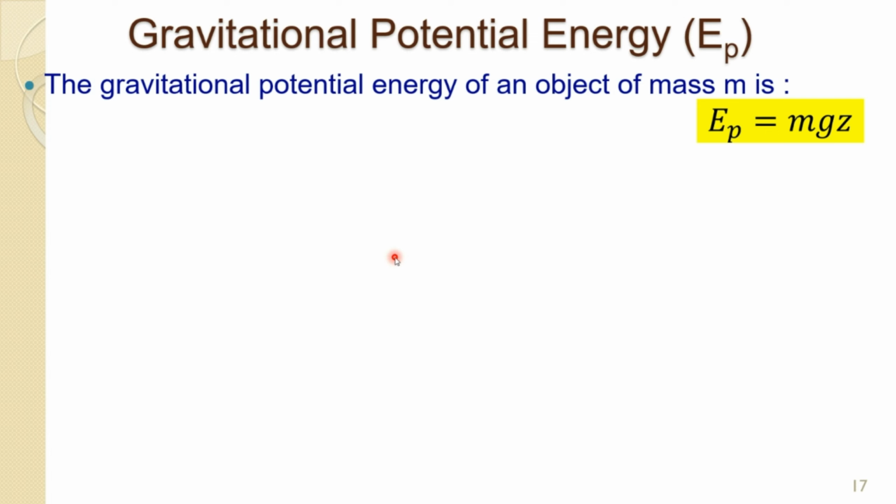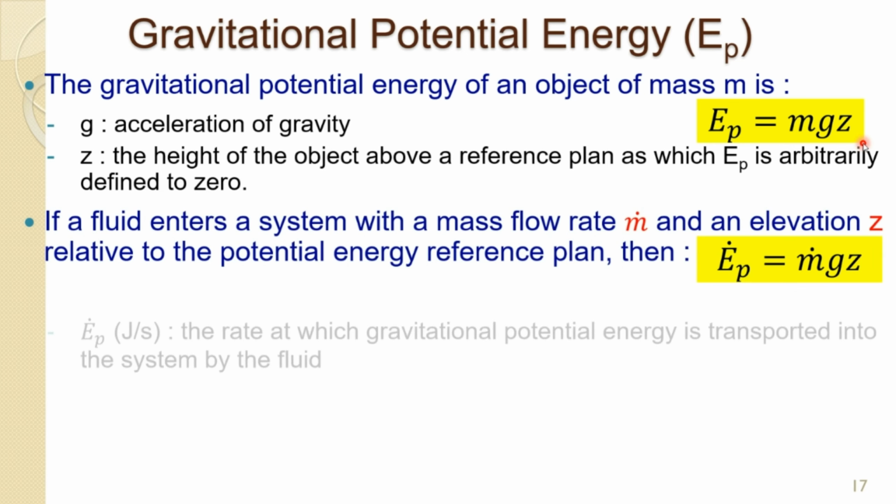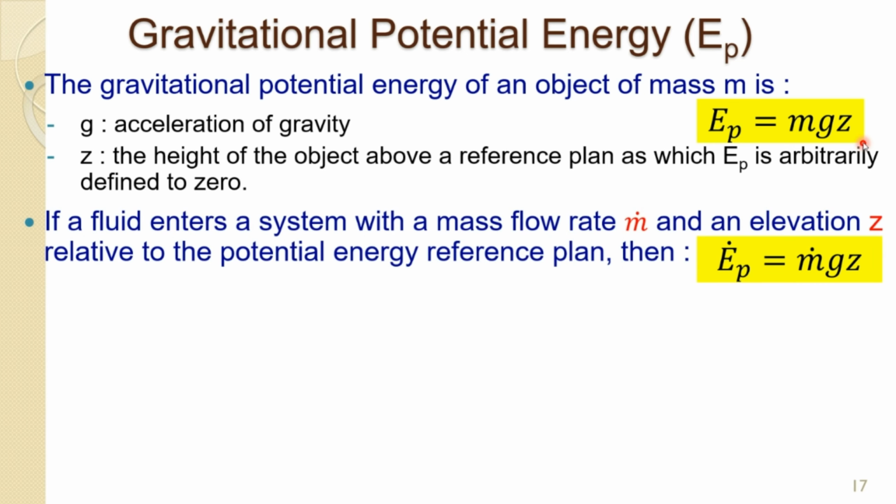Okay, the final one is gravitational potential. Gravitational potential is E sub P, P stands for potential, right? Gravitational potential is equal to mass times gravity times what? The height. Okay? So again, if you want to do the continuous process, the potential will be E dot sub P equal to M dot g z.